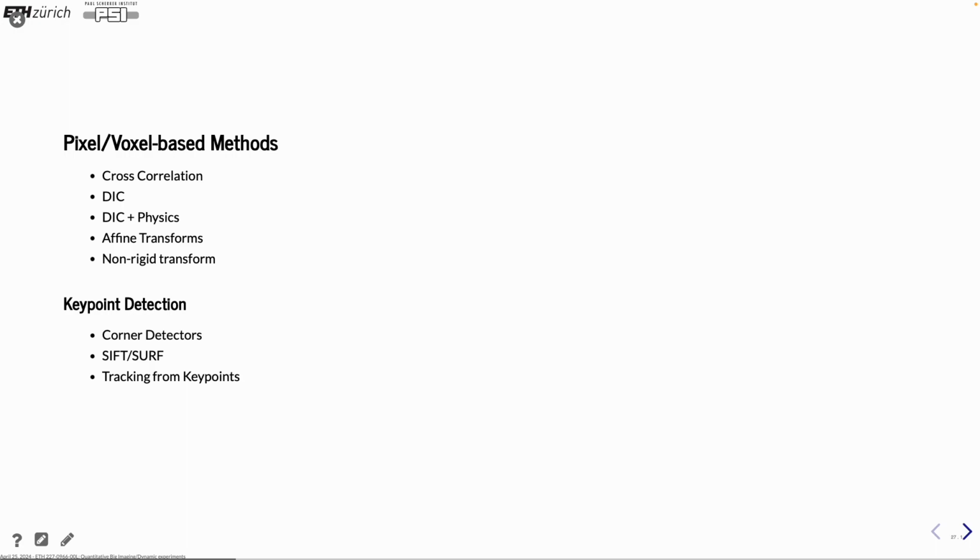There are different ways how to work with these data, and we can split them into two principles. We have pixel or voxel based methods, which is cross correlation, or actually DIC, digital image correlation, so it's also some kind of correlation based method. Can also look at adding some physics into this modeling of the analysis, and we can do some transformations, affine or non-rigid. And the other approach would be to look for key points, and that is what I'm going to show you soon.